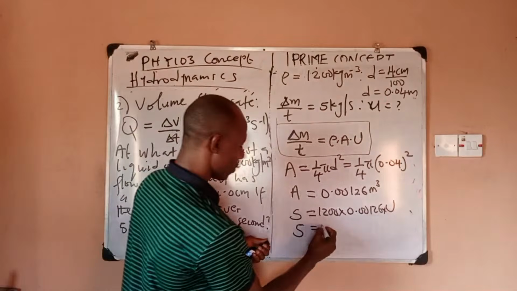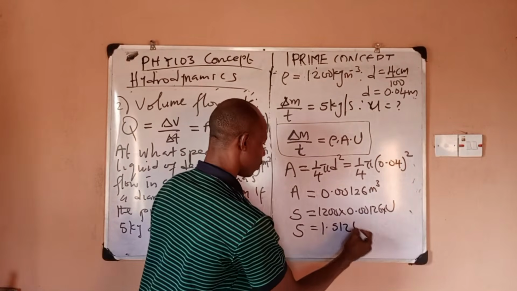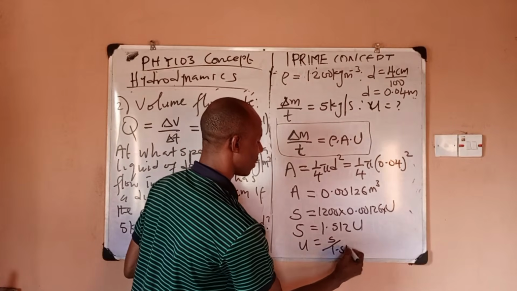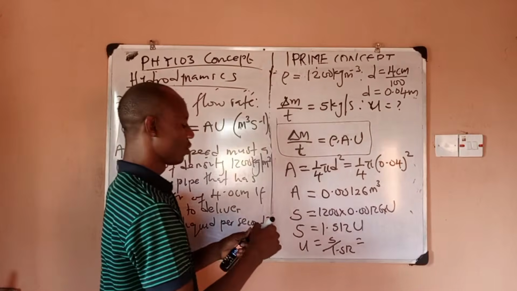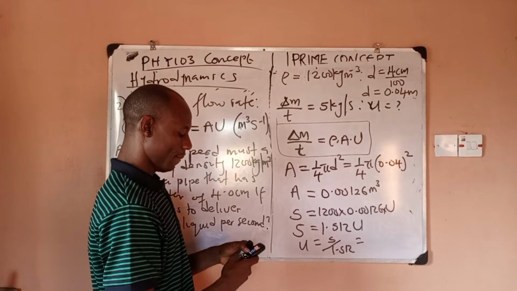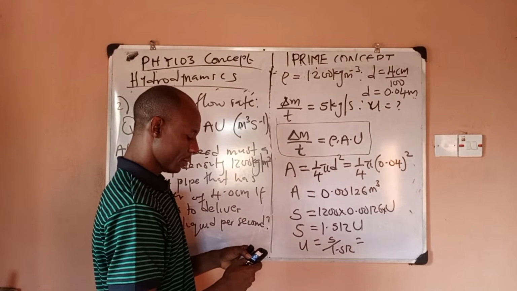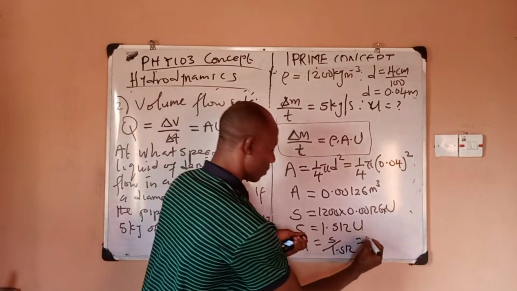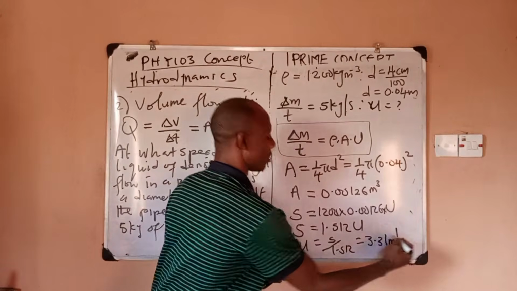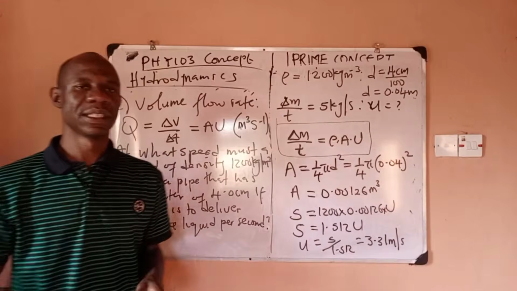So I have 1.512 U, and U becomes 5 divided by 1.512. So what will U be? So U is going to be 3.31 meter per second. So quickly, if this is clear, say move on.